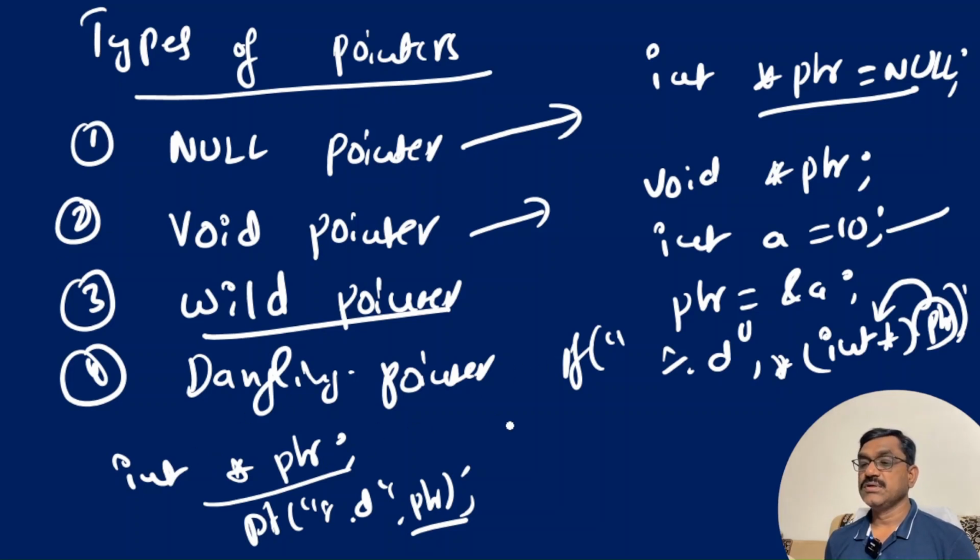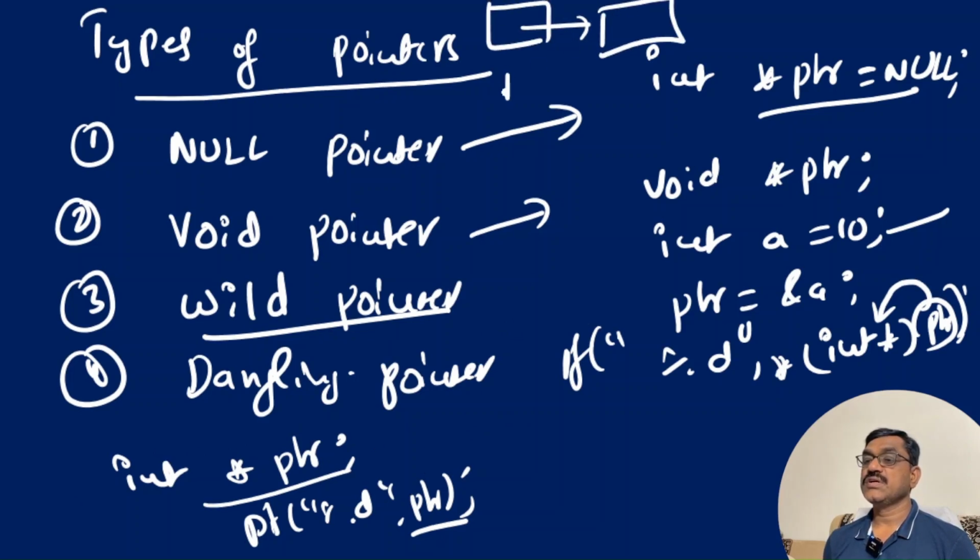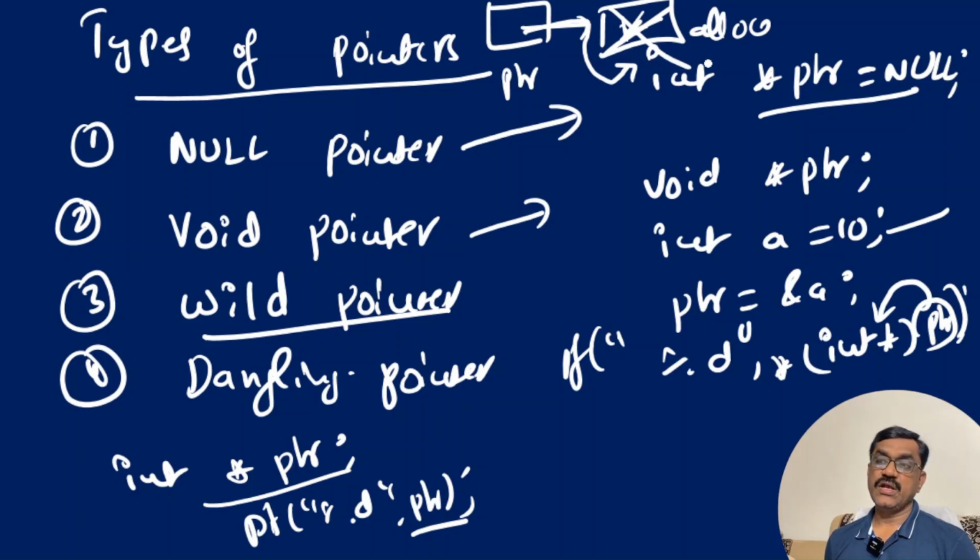What do you mean by a dangling pointer? See, for example, this is the pointer which points to this memory location. Assume that this is the ptr which is pointing to this memory location, and some memory is allocated here. After allocation, assume that we have deallocated this memory. When the memory is deallocated, what happened? This pointer is pointing to only free memory space. We have allocated some variable A. A has occupied this memory, and we have deleted the memory which is allocated to A. Now this pointer is pointing to the free space. Please remember, a dangling pointer is nothing but the pointer which is pointing to free space.